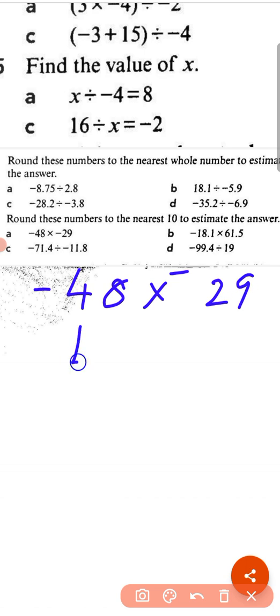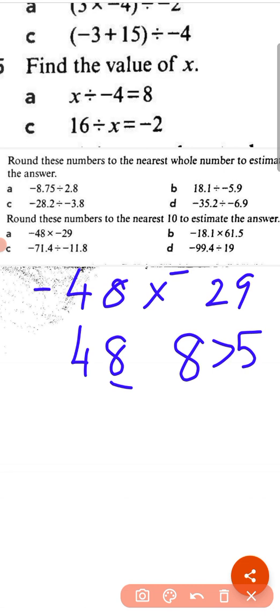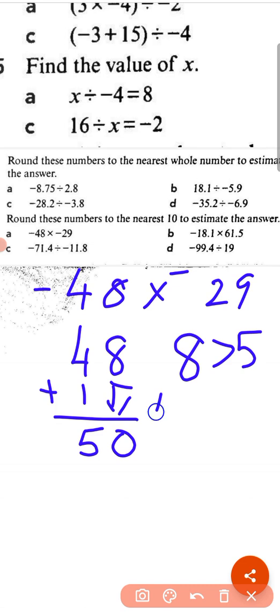First we have to round it to the nearest 10. So check the digit in the 1's place. Nearest 10 means the place right next to the 10's place, that is the 1's place. Check it. 8 is greater than 5. So what will we do? Add 1 to the digit in the 10's place. 4 plus 1 is 5 and replace this digit by 0. Now 48 becomes 50. Okay.